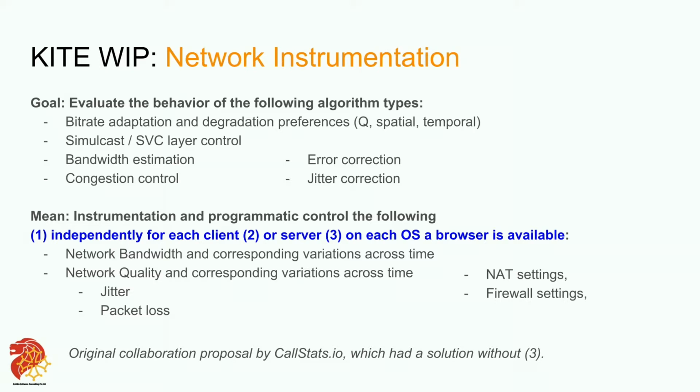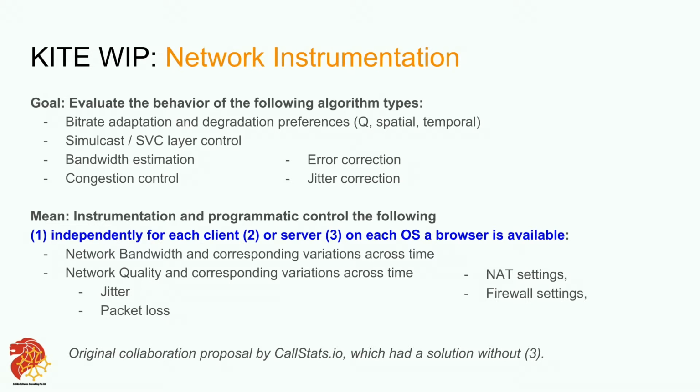So all of the metrics I said before, independently for each of the clients connecting, possibly for the server itself, even though that's less of a problem because most people put the server on a public IP or in the cloud and so on, where you can control the settings so you know most. And for every operating system, a browser is available, right?